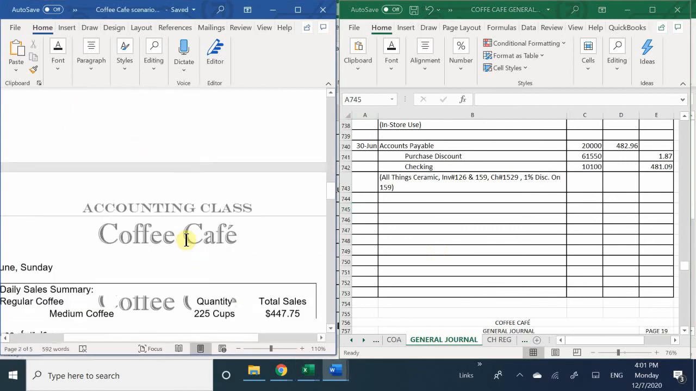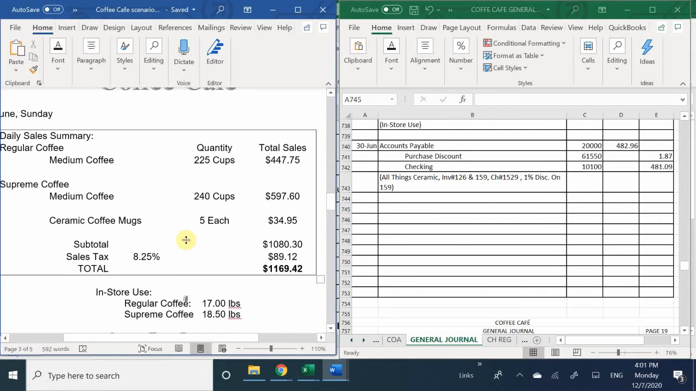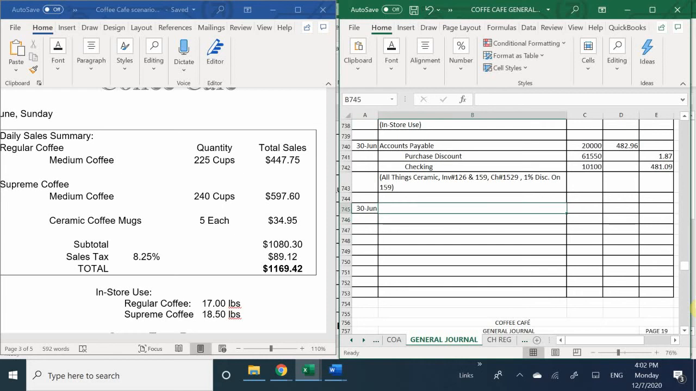Yep. All right. So last but not least, our ending daily sales. And then we'll complete our trial balance after this. So we have regular coffee, medium, 225 cups, for $447.75. Supreme coffee, medium, 240 cups, $597.60. Ceramic coffee mugs, 5 were sold for $34.95. Subtotal is $1,080.30. Sales tax is $89.12, for a grand total of $1,169.42.